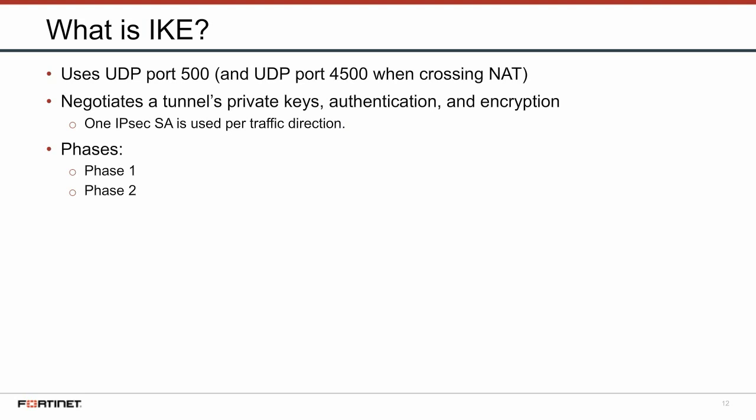Each IPsec SA negotiated during Phase 2 is direction-specific. So in two-way traffic, there are two SAs per Phase 2. For Phase 1, there are two possible negotiation modes, main mode and aggressive mode. Phase 2 only has one mode, quick mode.